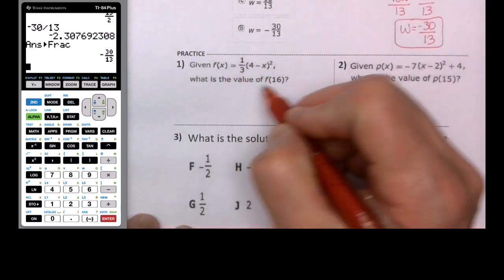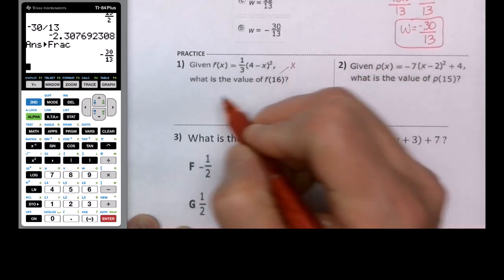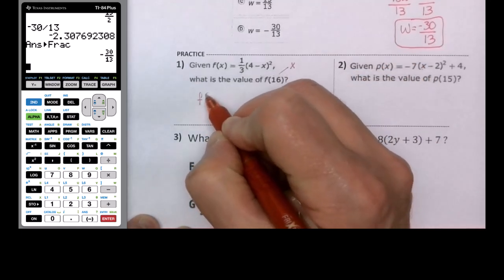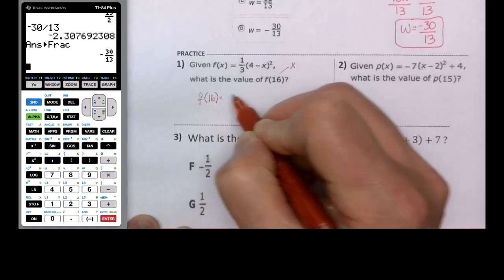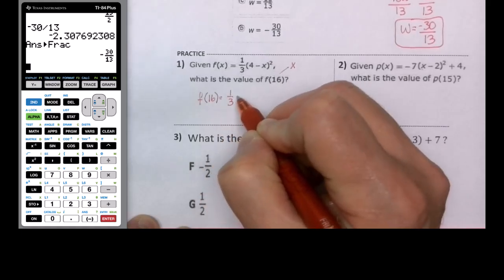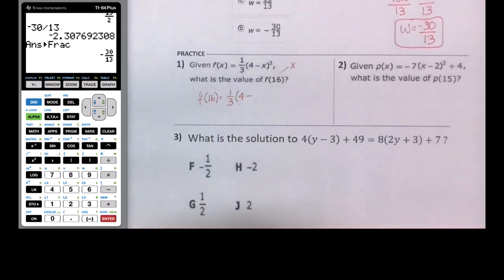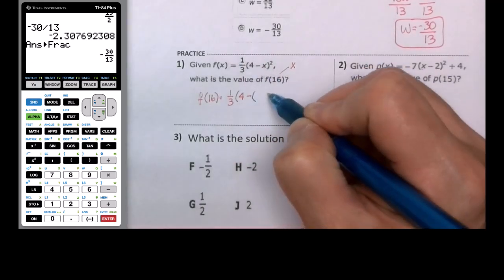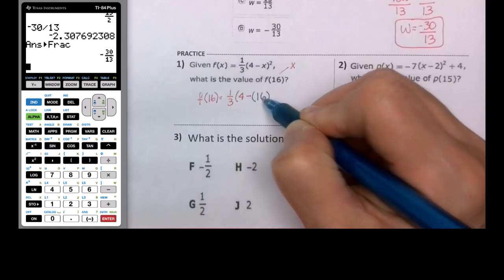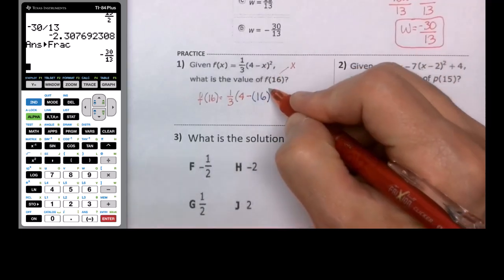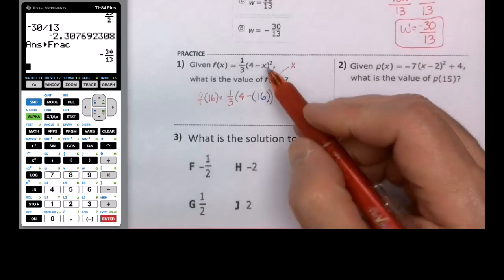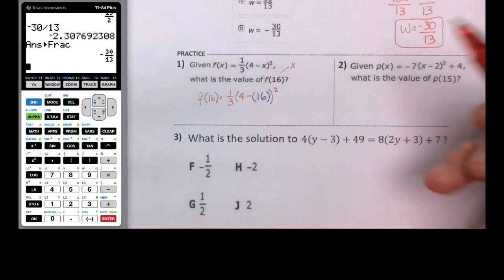So first thing here, remember that this is the value of x. So basically this would be the function of 16. So we copy 1/3, we copy the 4, the minus, but when we get to the x, we're going to put parentheses, and inside the parentheses we put the 16, and then we continue copying. So basically I replace x with that 16.